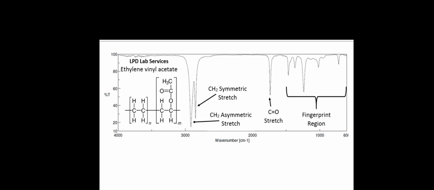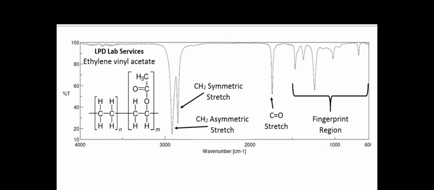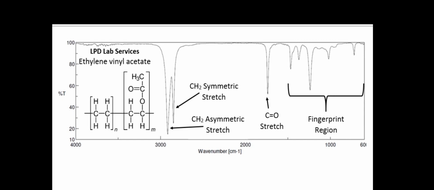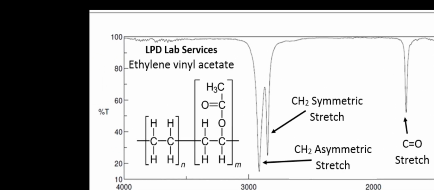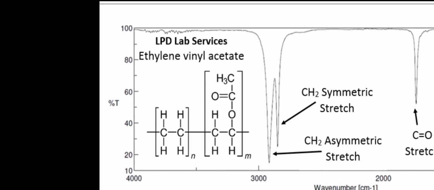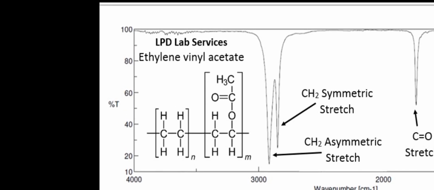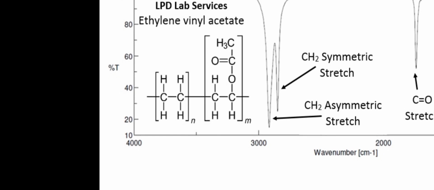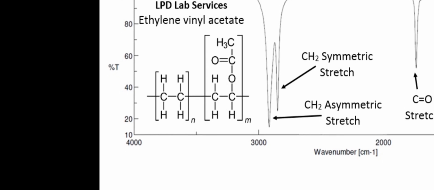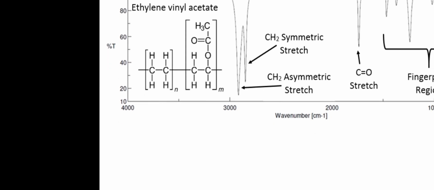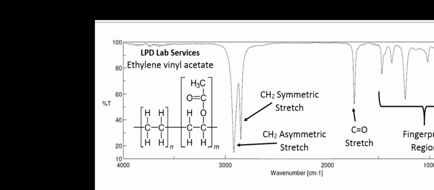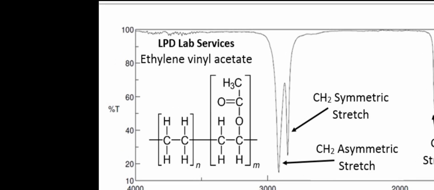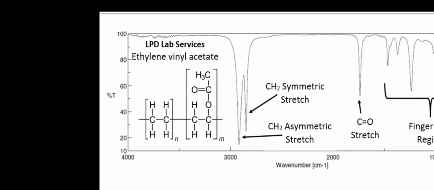Now let's discuss the chart of the infrared spectrum. As you can see, this chart belongs to ethylene vinyl acetate. This is a transmittance chart. On the x-axis you can see the percent transmittance, percent T, which is the transmittance of the compound, and this is the inverse graph. In the absorbance graph, you can see a normal type of graph with peaks, but in the transmittance graph you will see the inverse graph.